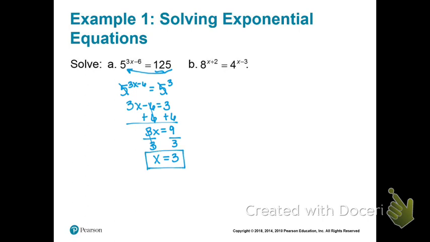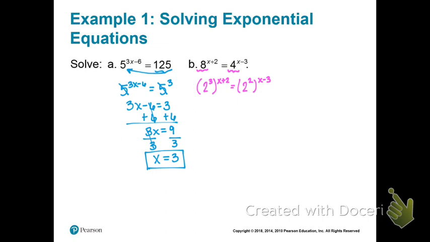Now we're going to do the same thing on B, but on B we encounter a different problem here. So on B we want to know, can the 8, because it's the bigger one, go down to a base of 4? It cannot. So then we have to ask ourselves, will 8 and 4 both go down to some base? Well, they both go down to a base of 2. 8 is just going to be 2 to the third power, and then we're going to put that x plus 2. Equals, and 4 is 2 squared, and then we have our x minus 3.